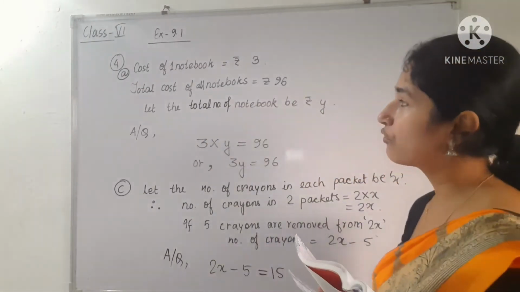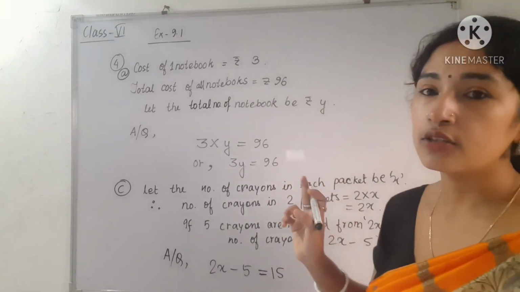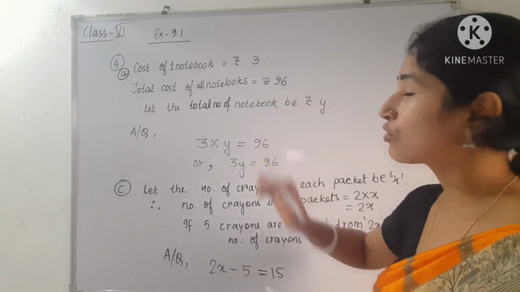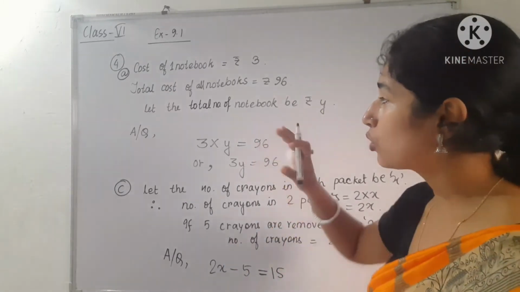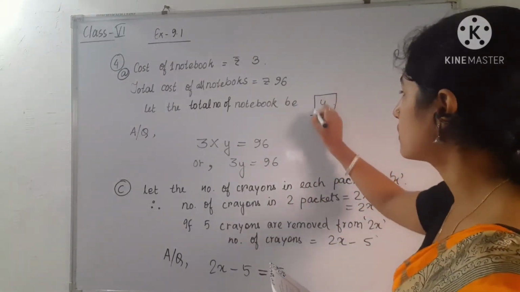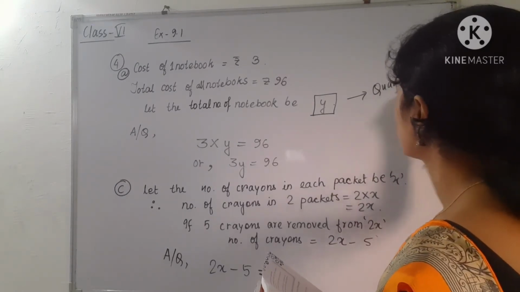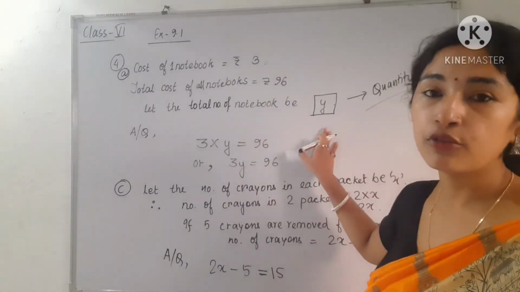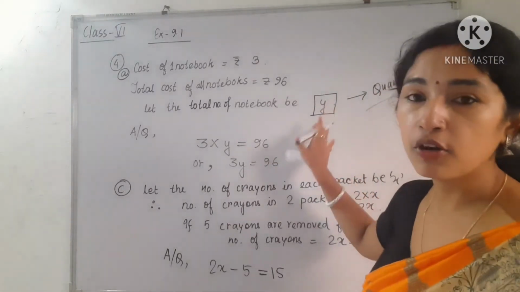So students, first of all you have to write the given condition. The cost of one notebook is given, that is rupees 3, and the total cost of all the notebooks is given, that is rupees 96. So let the total number of notebooks be y. This is the quantity of notebooks, so this much he is buying from the shop. So this is the total number of notebooks.